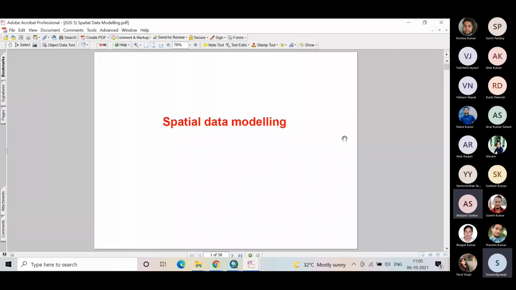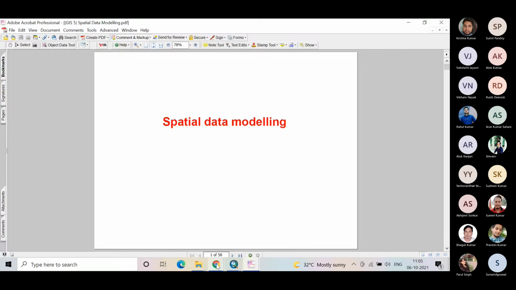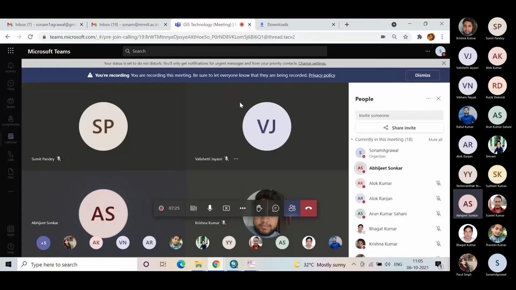How many types of spatial referencing can be done? Or what are the different types of spatial referencing? Abhijit? Yes, ma'am. What are the different types of spatial referencing? Ma'am, spatial referencing is modeling of a globe 3D into a 2D map.